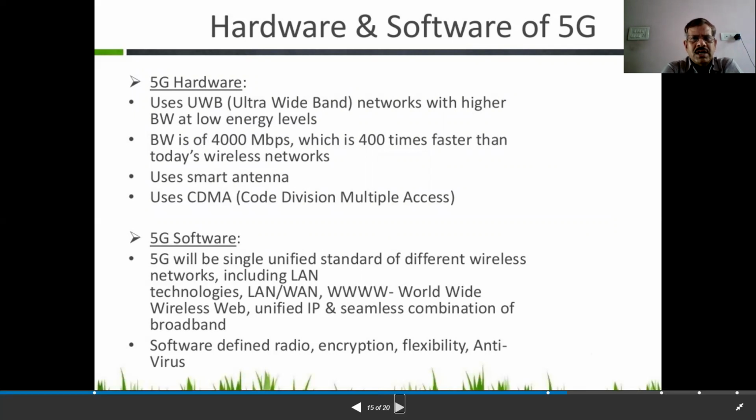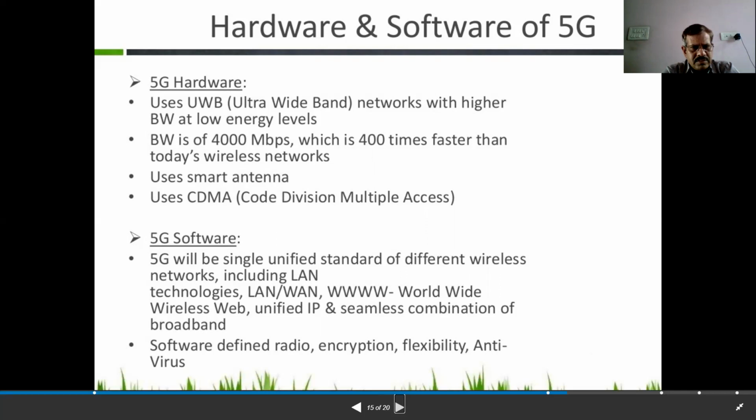What are the hardware and software of 5G technology? In 5G hardware, it uses UWB, ultra wideband network, with higher bandwidth at low energy levels, and the bandwidth is 4000 megabit per second, which is 400 times faster than today's wireless network. It also uses smart antenna and CDMA, code division multiple access. So this is the 5G hardware.